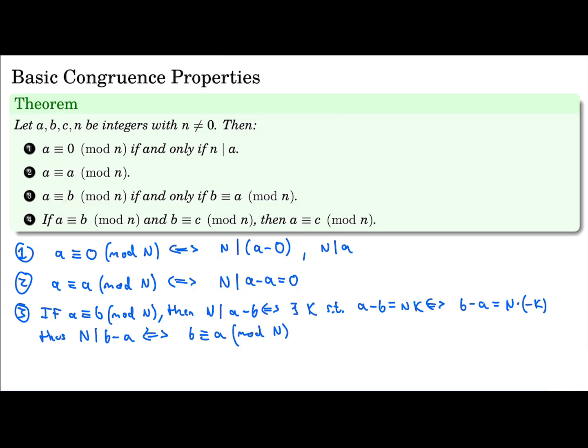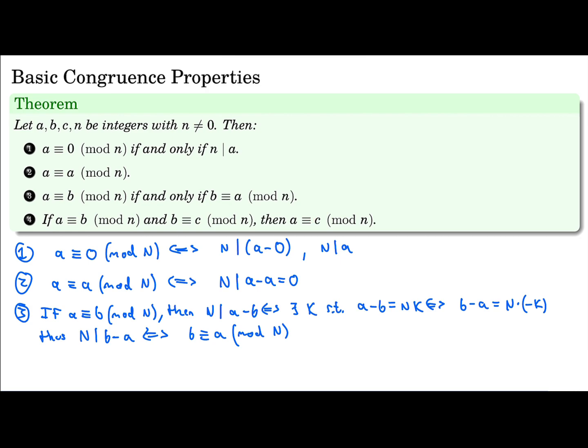Now the last one is called transitivity. If A is congruent to B mod n and B is congruent to C, then A is congruent to C. That's what we're saying here.